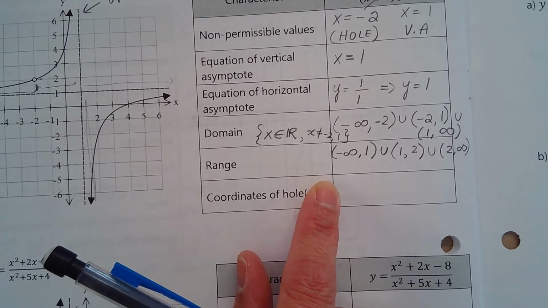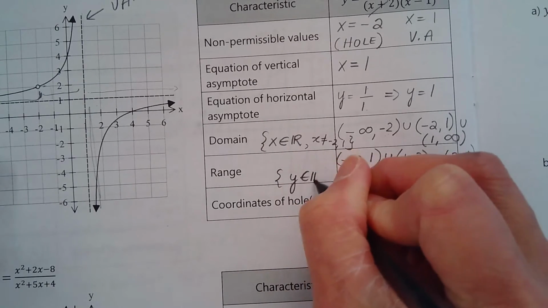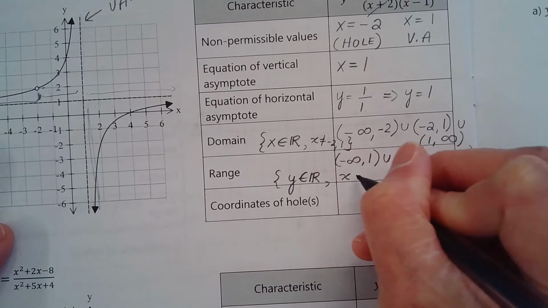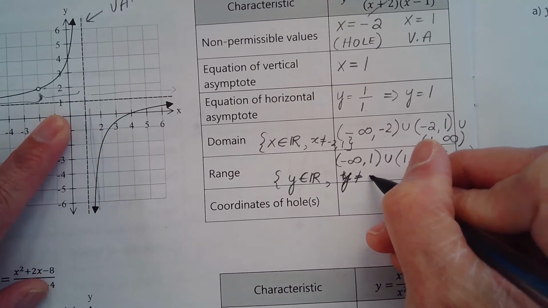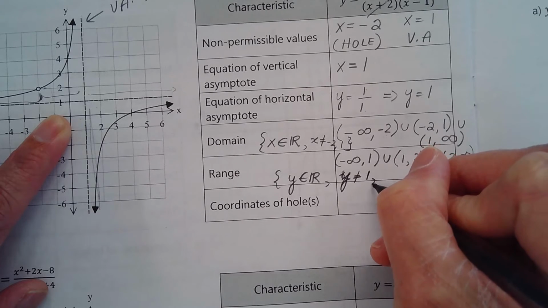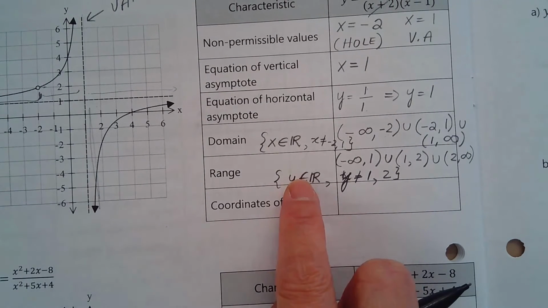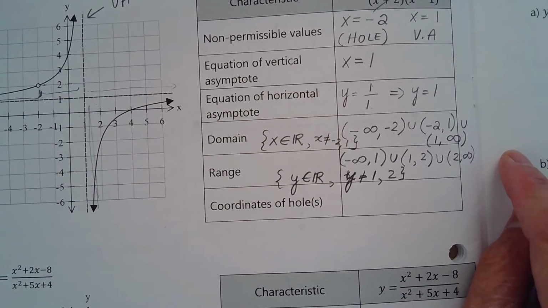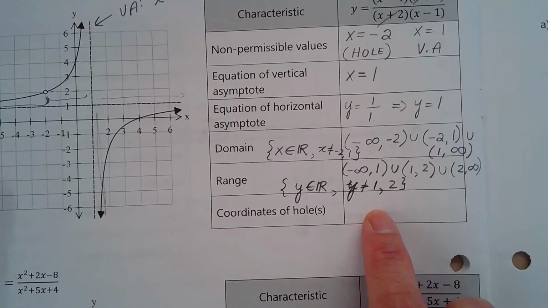What about the range in a different notation? We can say all y values, except y cannot equal 1 and 2. So you can take any values for y with the exception of these two. Either one is perfectly fine. Okay, the coordinate of the hole.